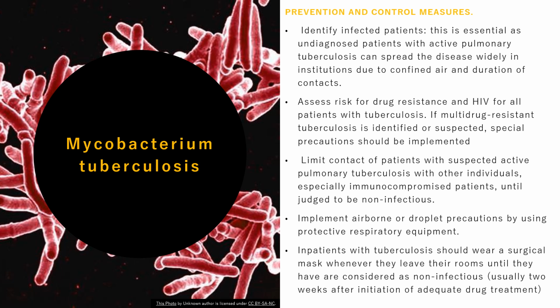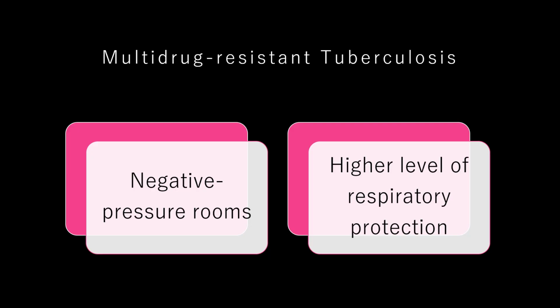Implement airborne or droplet precautions by using protective respiratory equipment. In patients with tuberculosis, wear a surgical mask whenever they leave the rooms until they are considered non-infectious. So MDR TB should be isolated in negative pressure ventilation rooms with a higher level of ventilation.